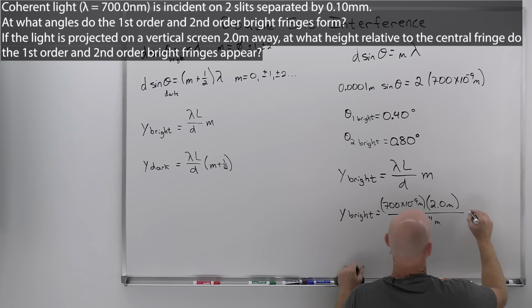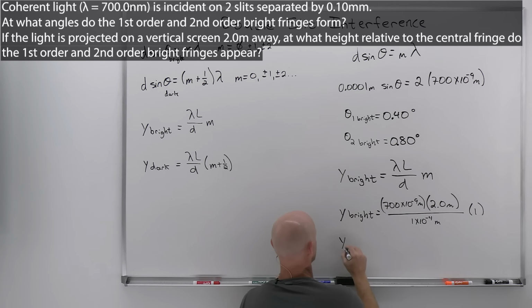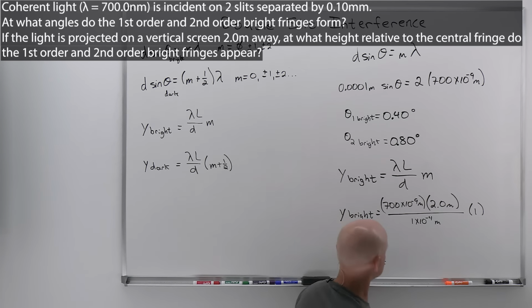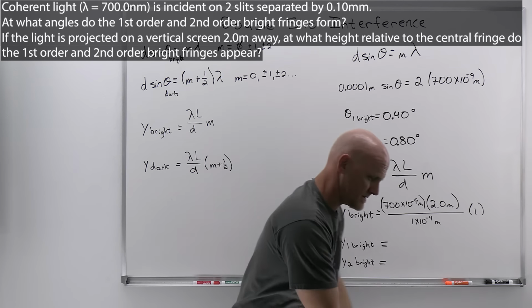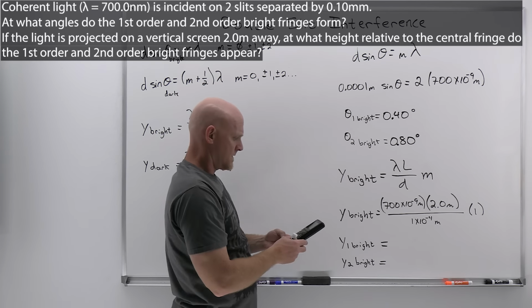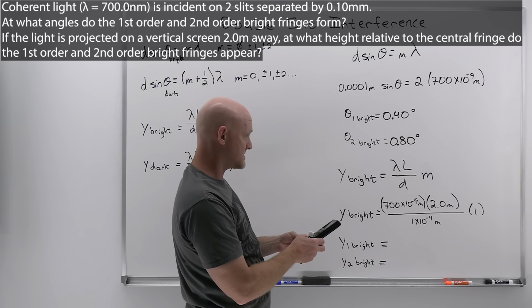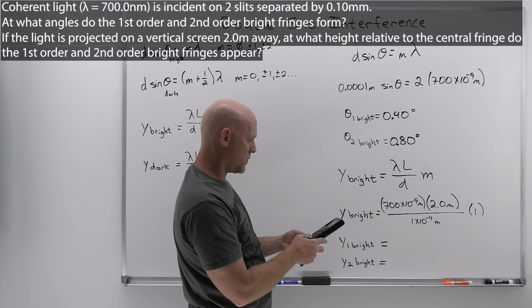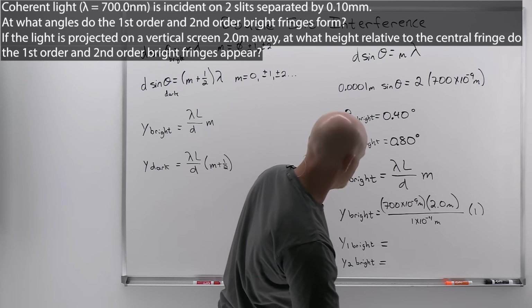And then times this value of m. In the first case, we're going to plug in a value of 1, and in the second case, 2. So we're going to have y1 bright and y2 bright. All right, we got 700 times 10 to the negative 9 times 2 times 1 divided by 1 e to the negative 4. So for the first one, we're going to get 0.014 meters.